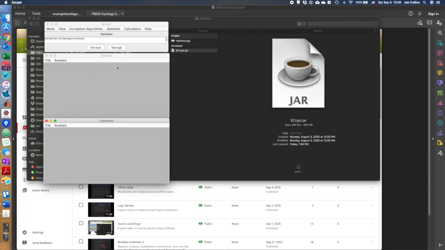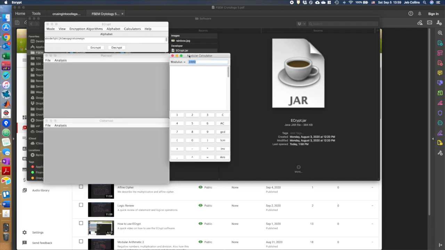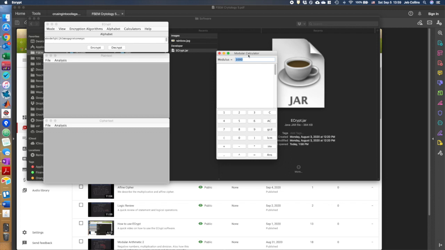All right, so this is a quick little video to show a feature of ECrypt that you're probably going to fall in love with, which is a modular calculator. If you go to calculators and hit modular, what you get here is a calculator that does modular arithmetic. The first thing you have to do is change the modulus. The modulus for us is always 26. That's the point at the number line where the numbers start wrapping around again. And then this calculator will do all of the arithmetic that we have been practicing for you.